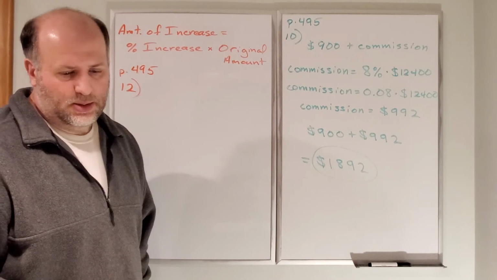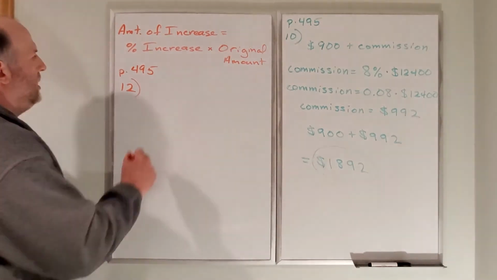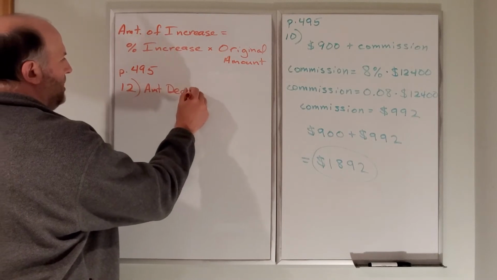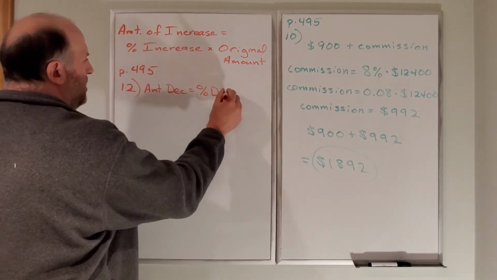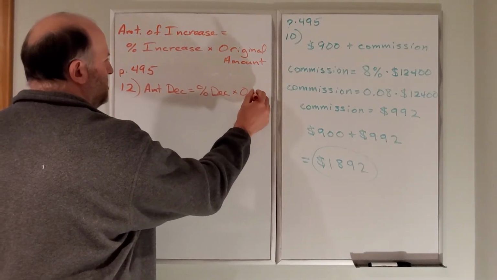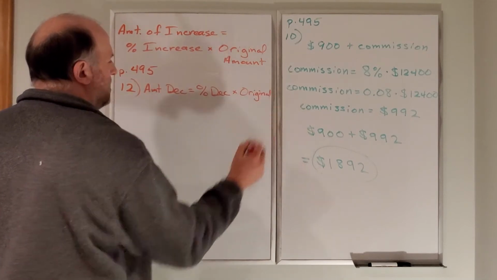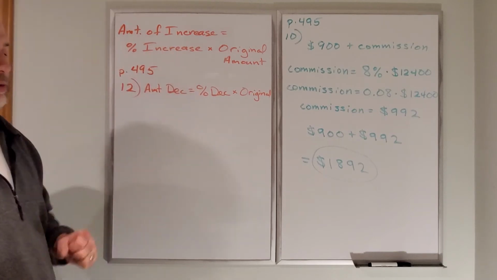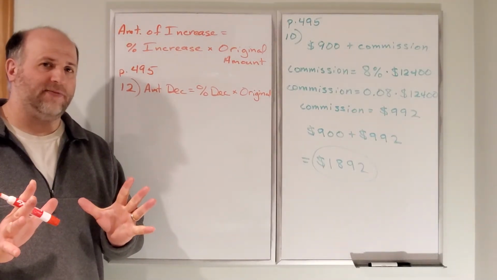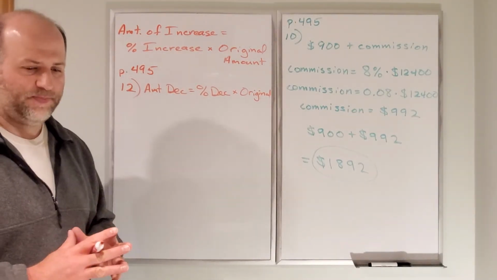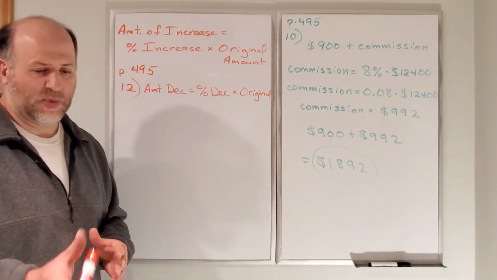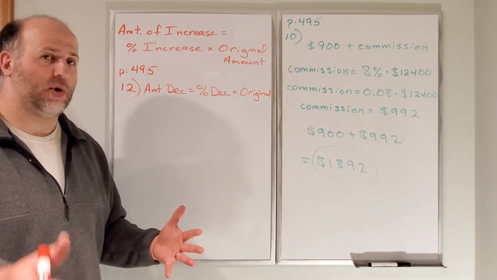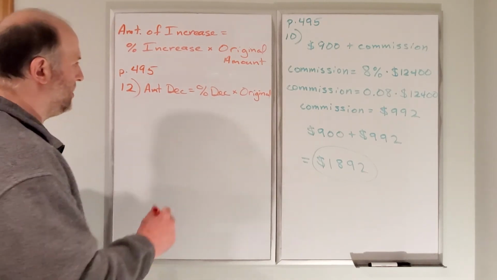So they gave us two amounts. Again, I'll say amount decrease equals percent decrease times original. We obviously don't know the percent. That's what we're trying to figure out in problem 12. So what did they actually give me? Well, they blatantly told me the original price is $1,100.